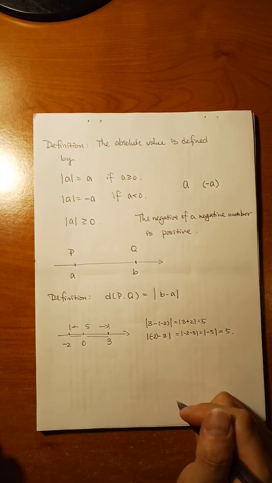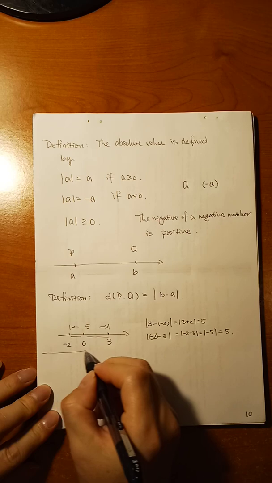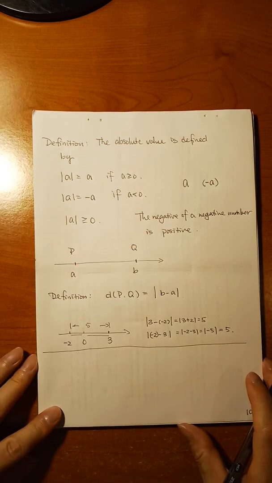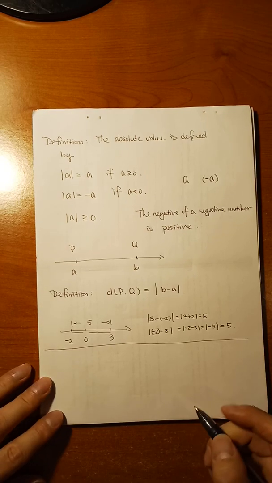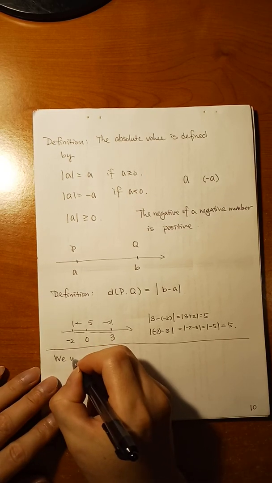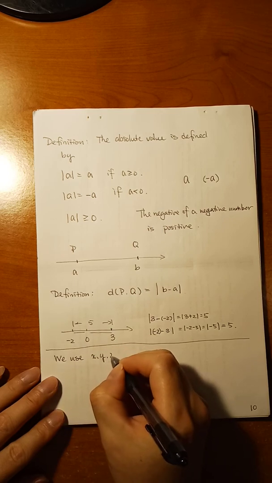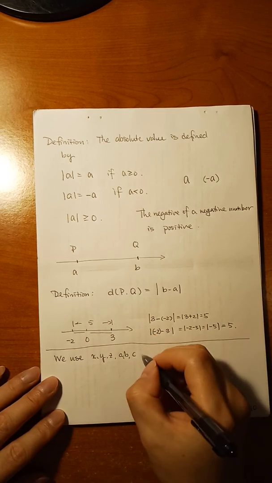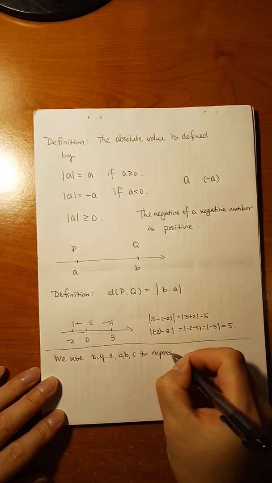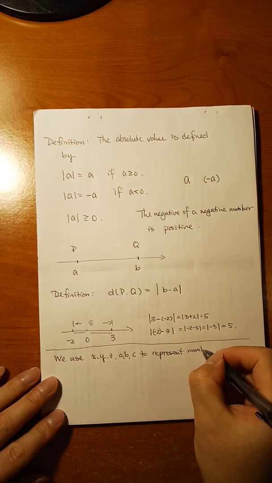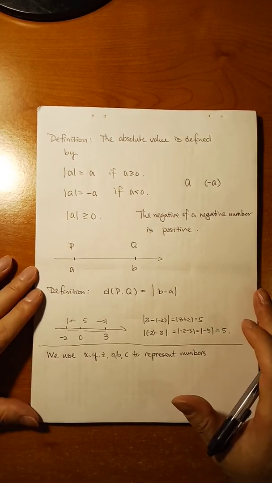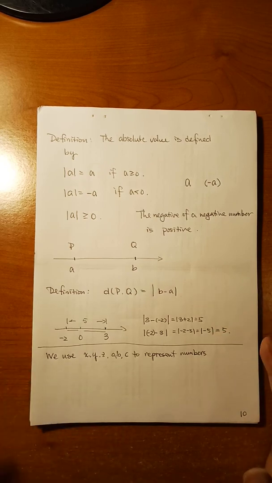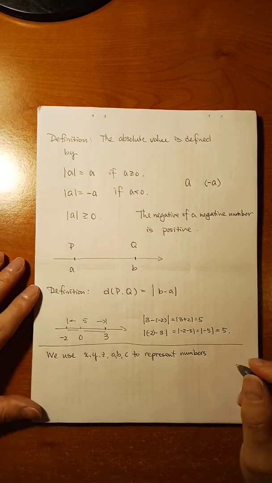Next, we're talking about algebra. Algebra means we heavily use letters. We use X, Y, Z, A, B, C to represent numbers. For different problems, they represent different types of numbers, but they are not fixed. X is not fixed. X can represent 1, X can represent 10. So they are called variables.